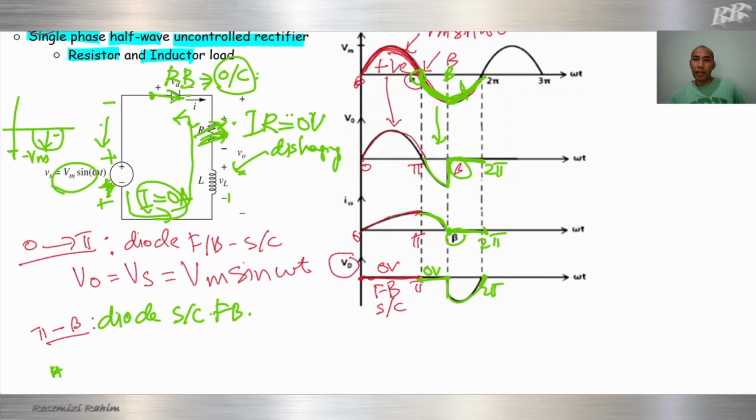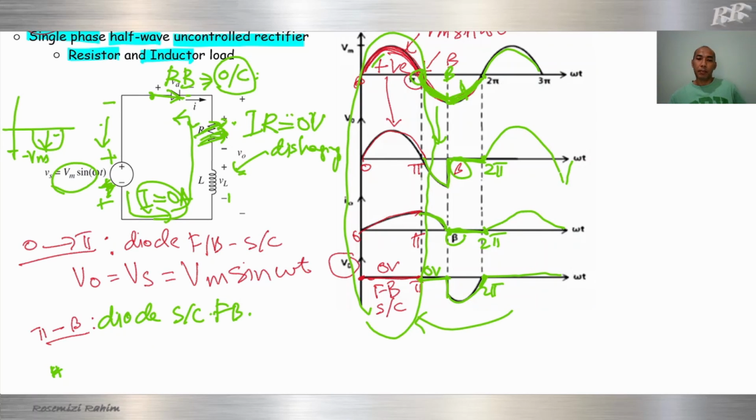Okay, after 2 pi, this is the second cycle. This one is the first complete cycle. So after 2 pi, in the second cycle, the input positive cycle will repeat the same as the first half. It will repeat again, so our output will be the same as the previous one, like this. Same as the first cycle, during pi to beta, and beta to pi.